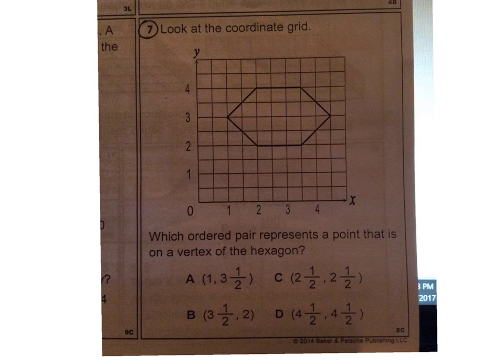Then for B, you're going to go out 3.5 and up 2, and put a point there and label it B. Then for C, you're going to go out 2.5, up 2.5, and label that point C. And for D, you're going to go out 4.5 and up 4.5 and label that point D. And the question was, which ordered pair represents a point that is on a vertex of the hexagon?